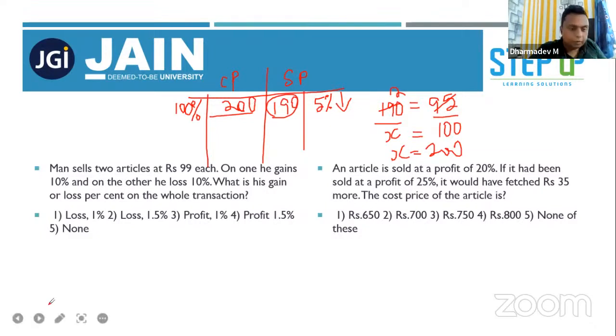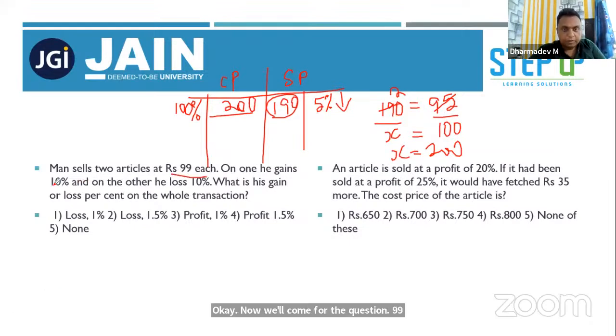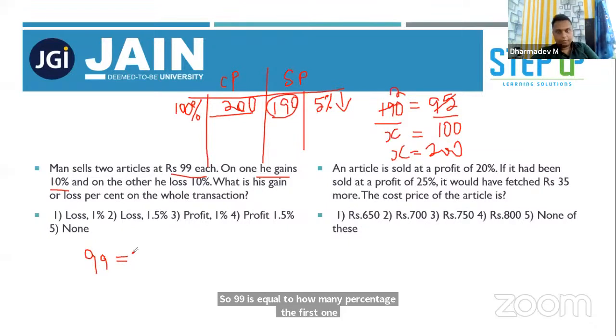Okay. Now we'll come to the question. 99 was the selling price for each. The first one is the gain of 10 percentage. So 99 rupees is equal to how many percentage? The first one is with the gain of 10.